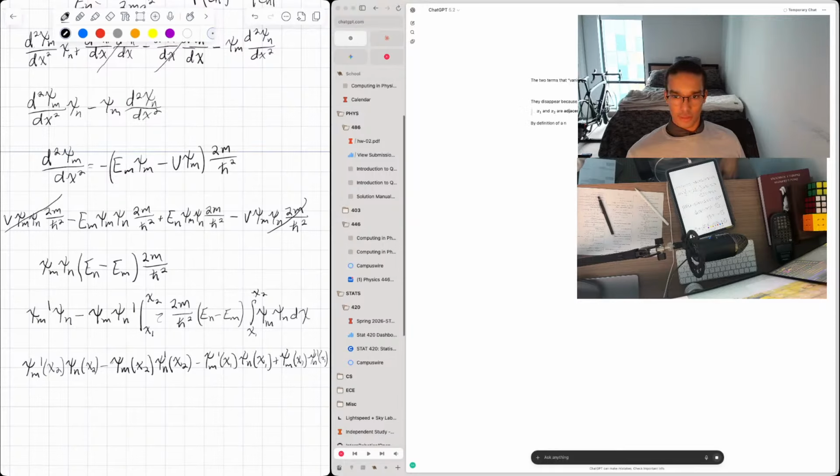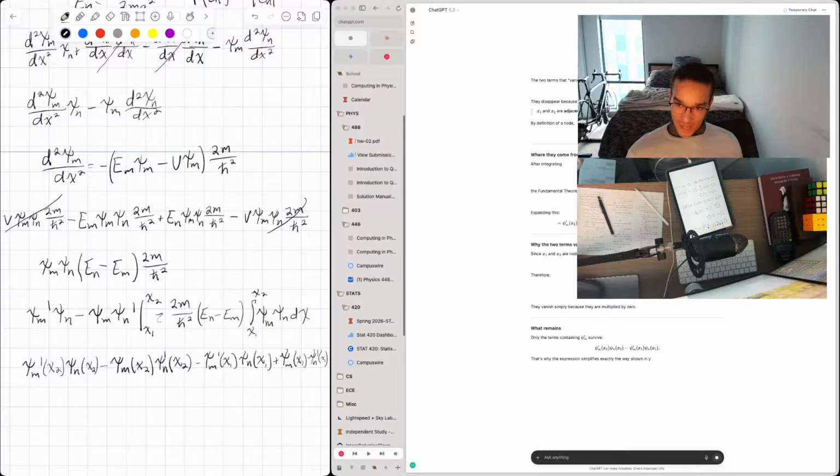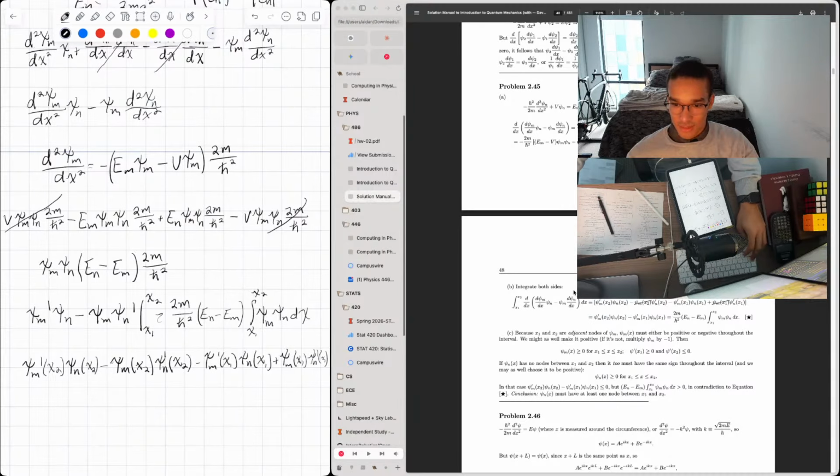Yes. See, this is what I wanted. What? Oh. Yes, that's correct. Yeah. So it's a node of 1. Oh wait, what did the question say specifically, psi m? Where's the question at?